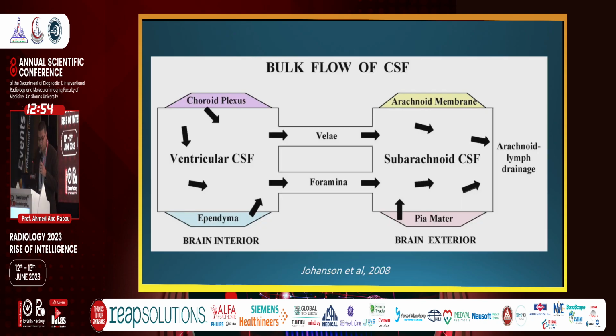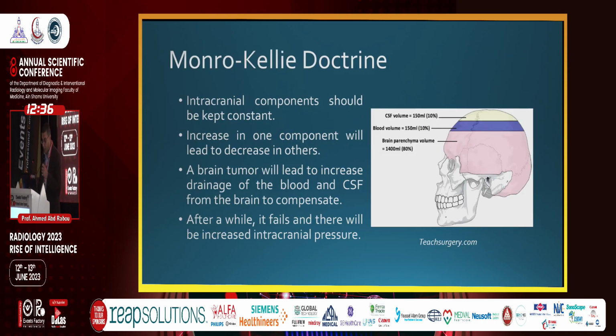And this is an illustration of the bulk flow theory, which reveals the source from the choroid plexus and the movement of the CSF down to the drainage site, to the arachnoid villi and the lymphatics. We know now there is another theory of CSF flow, which is called the Monro-Kellie doctrine, and it states that the different components of the intracranial space should be kept constant, which means the cranium contains CSF volume, blood volume, and brain tissue. And all these constituents should be kept stable.